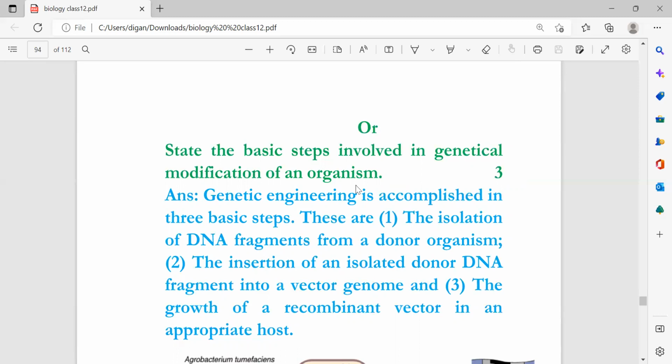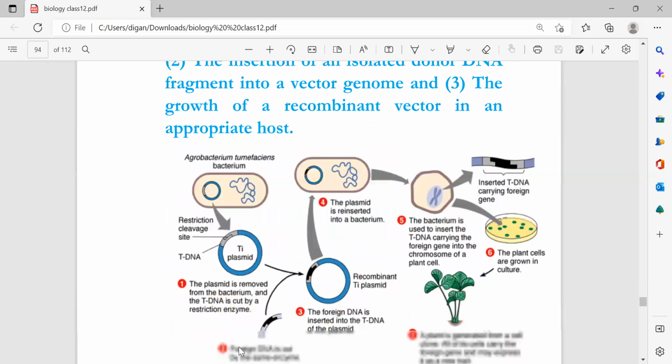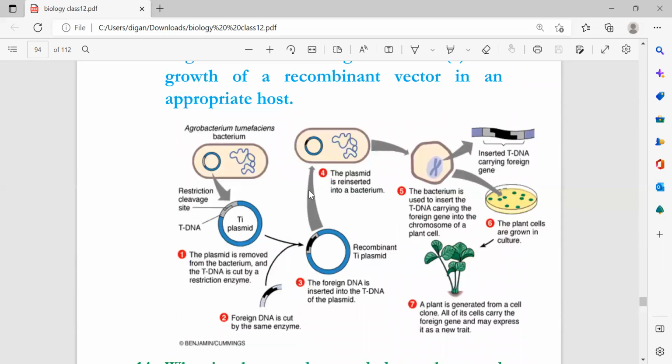Next, state the basic steps involved in the genetic modification of an organism. Genetic modification of an organism is another term for genetic engineering; it is the same thing. It is accomplished in three basic steps: first, isolation of the DNA fragment from a donor organism. Second, the insertion of the isolated donor DNA fragment into the vector genome. And third, the growth of the recombinant vector in an appropriate host. In the diagram, everything is given here.